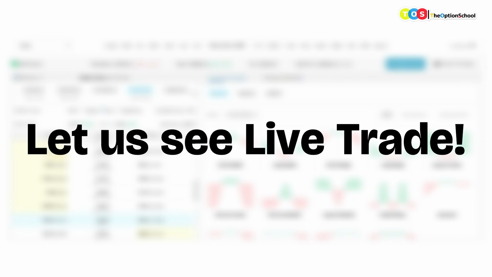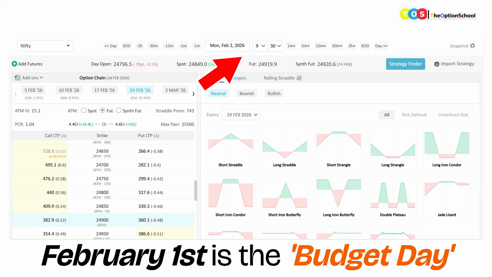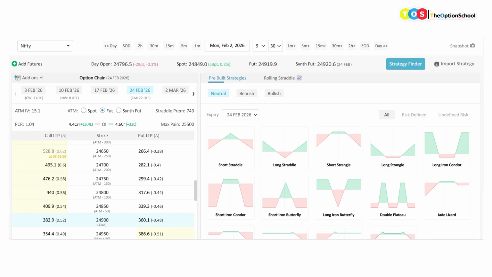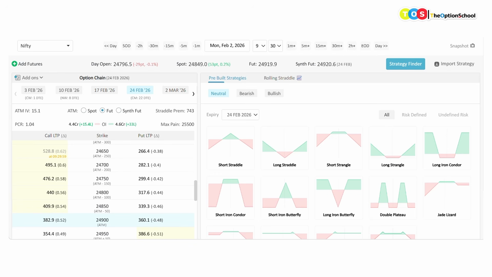Let us now move to a back testing software. I am using StockMock today. Let us say I am on 2nd of Feb, Monday, which is practically the first day of February series, at morning 9:30. Now here, let's say the budget is over and maybe I am, as a trader, slightly bullish. But if I create a bullish strategy and the market doesn't move up, what will happen, that we need to show.